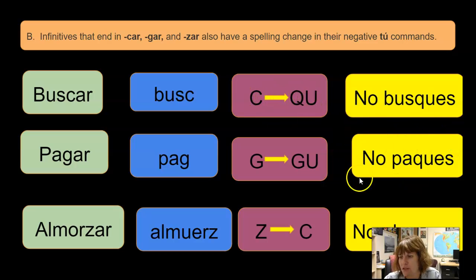So of course in Spanish, siempre hay irregulares. There's always irregulars. Pagar, to pay. So if it ends in a GAR, pago, I drop the O. My stem is pag. G changes to GU, no pagues. And then almorzar, verbs that end in ZAR. Almuerzo, almuerz, almuerc, no almuerces. Okay, so you have those changes as well.